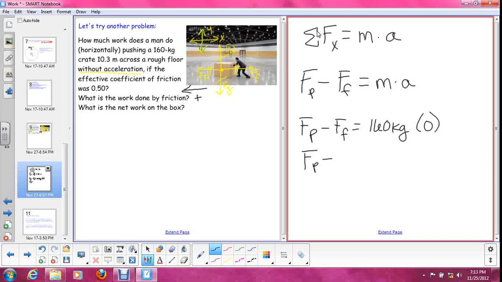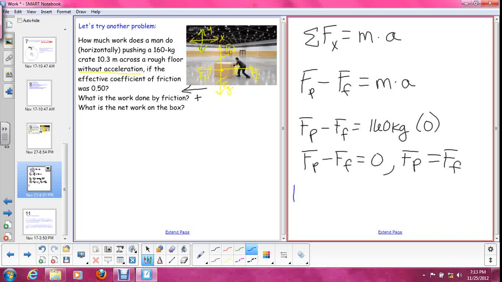So the force of the push minus the force of friction is equal to 0, which tells us the force of the push has to be equal to the force of friction. And we already determined that on our force diagram. But now that we have this, we can actually figure out how strong the force of the push must be.